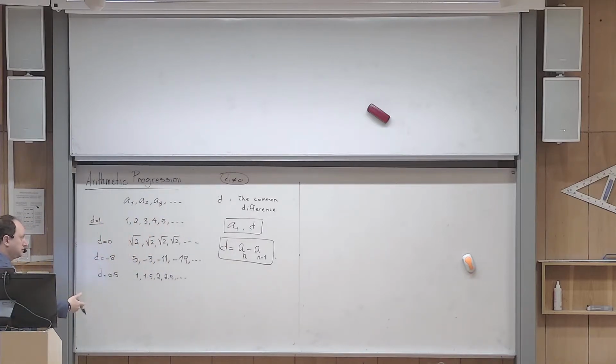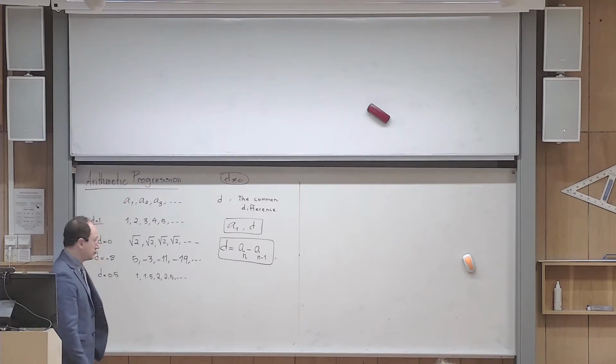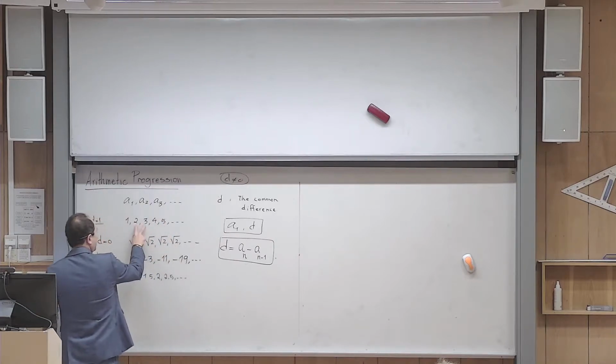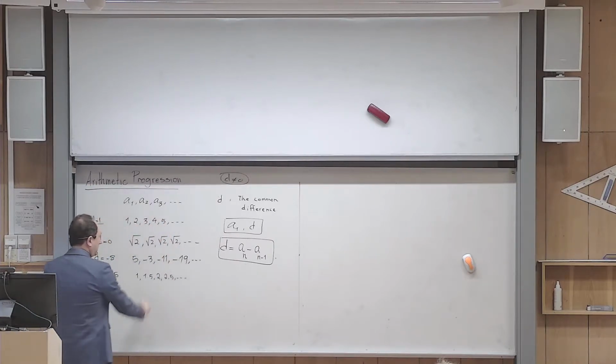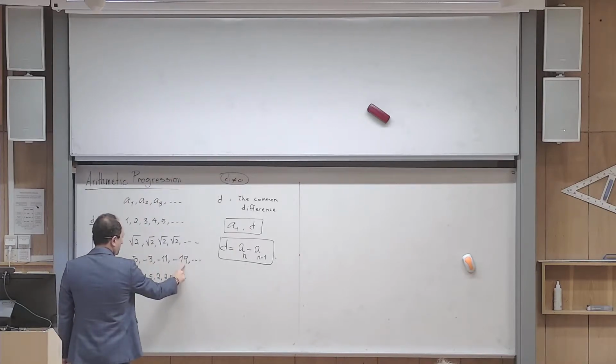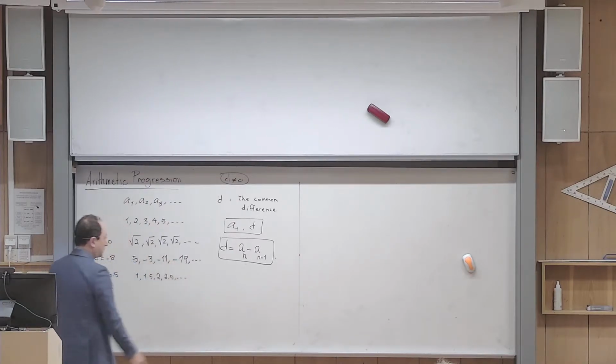Any term, say the nth term, minus its previous term, the (n minus 1)th term, becomes the common difference. So it doesn't matter where you start. If I take the difference between these two, it is 1. If I take the difference between these two, it is also 1. If I take this one minus that one, it becomes minus 8. If I take this one minus that one, again it becomes minus 8.